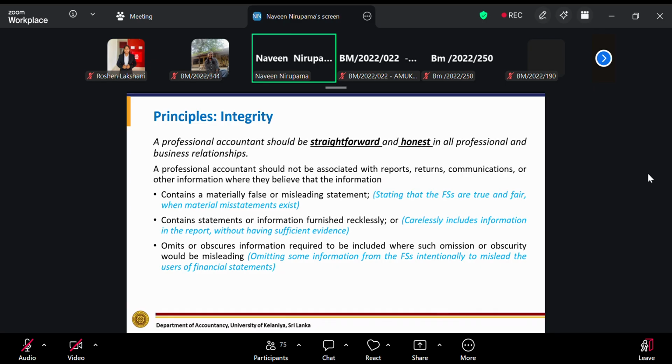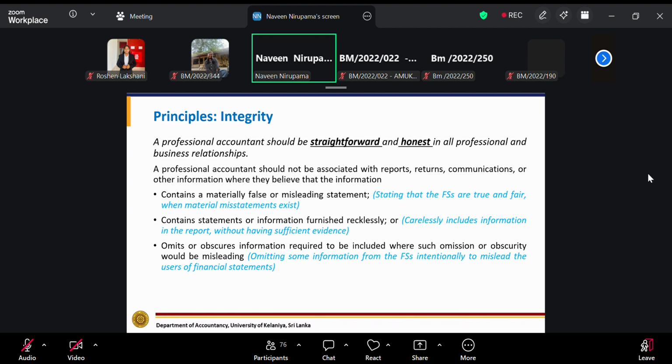It violates the integrity principle. Then, as per the integrity principle, this should not be done when preparing reports and returns.